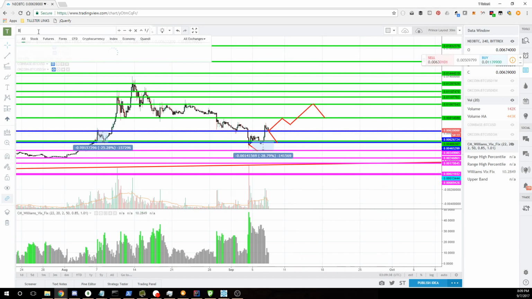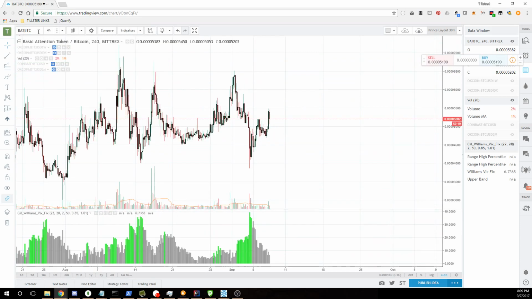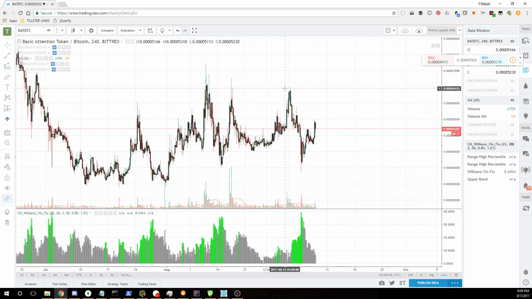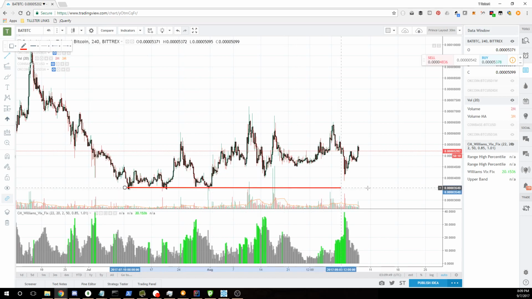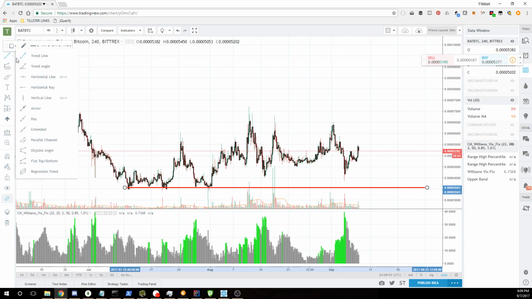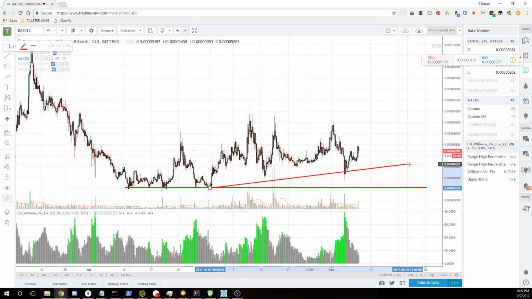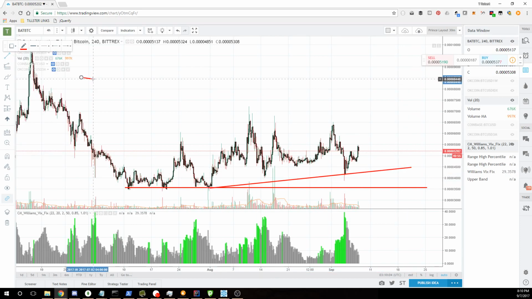Let's move on. Basic Attention Token, BTC. Oh, what a brilliant market this is, right? First of all, triple test of bottom. Pretty sure we have a true bottom showing here. Then we've got a rise off of support happening. And we also have a new bottom forming right here. So let's pay attention to that as well, okay?